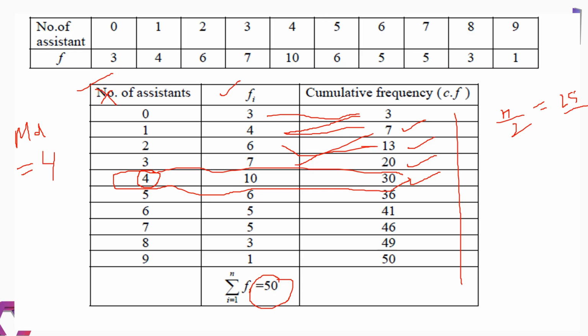Remember, you have X and F given. First thing, you have to make the cumulative frequency. Once the cumulative frequency is ready, find n by 2, which is 25 here, and search that value of n by 2 in the cumulative frequency and select that class, and the value selected in X is the median.